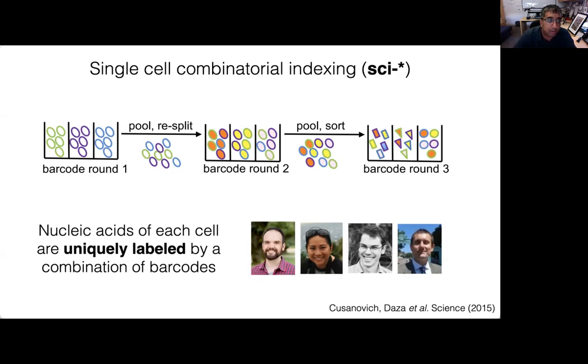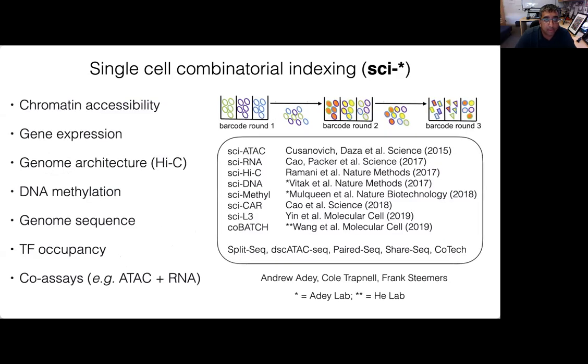And the advantage of this pool split approach over other approaches is that in principle, it scales exponentially. So for a linear increase in the amount of work that's done, one can in principle tag and then profile exponentially growing numbers of cells. And the other big advantage here is that it's pretty straightforward molecular biology: just wells and plates and pooling and splitting.